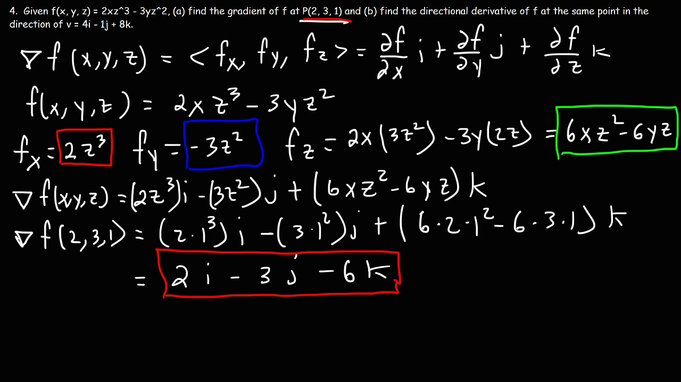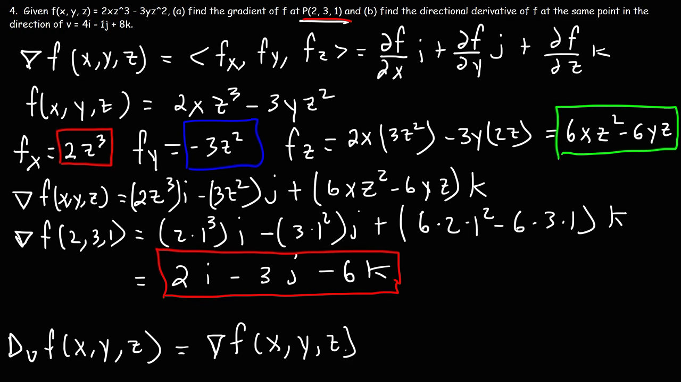Now let's move on to part B. Find the directional derivative of f at the same point in the direction of the vector v. So to find the directional derivative of a 3-variable function, it's simply going to be the dot product of the gradient vector and the unit vector. So let's find the unit vector first.